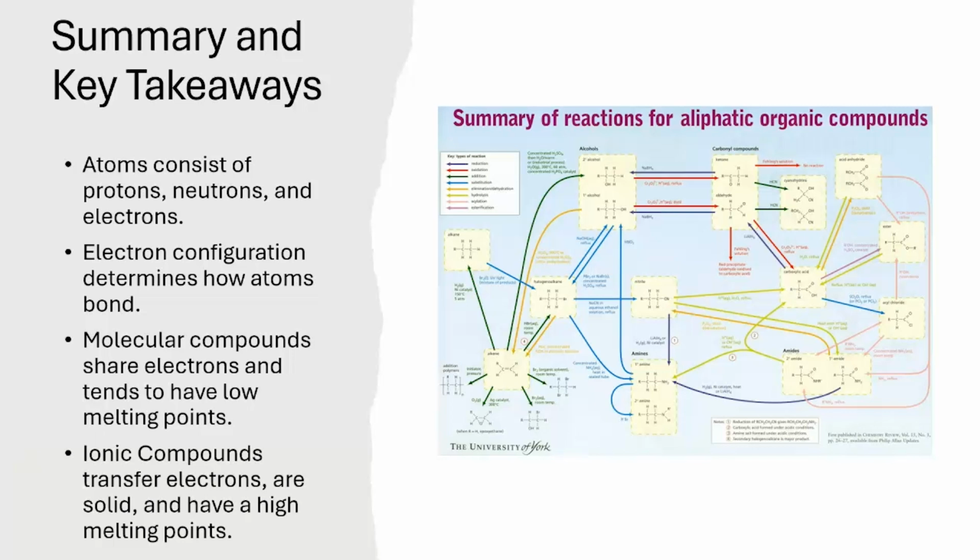So basically, atoms are made of protons, neutrons, and electrons, and the way those electrons are arranged determines how atoms bond. Think of it like choosing which friend gets to pick the playlist. That's how bonds are formed. Molecular compounds share electrons, while ionic compounds transfer them. Ionic compounds are solid and tough, while molecular compounds are a little more laid back. Just remember, all of this is about helping us understand the world at a tiny microscopic level. Chemistry is cool, and you're now one step closer to mastering it.